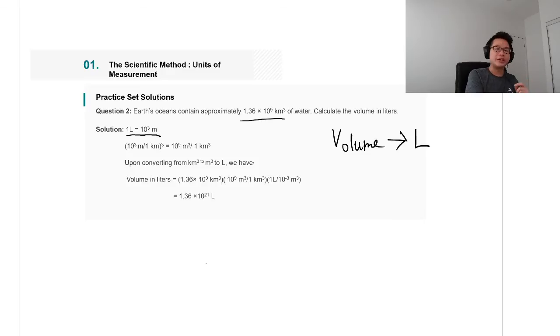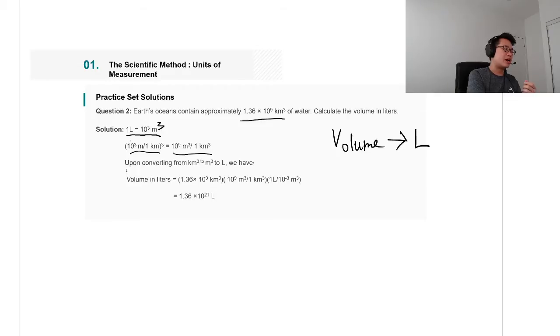So we know that 1 liter equals 10 to the power of 3 meters. This should be meter to the power of 3, so meter cube, because they both are volume, so the unit should be consistent. And I will also talk more about the consistency in units in dimensional analysis. Okay, so we know that 1 liter equals 10 to the power of 3, or 1,000, meter cube. So we can do a unit conversion over here.